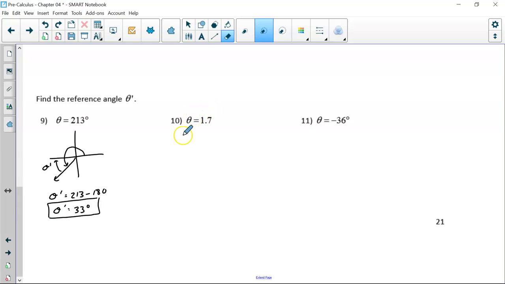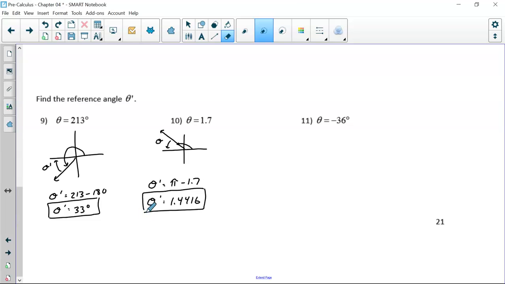Theta equals 1.7. Now 1.7, to get us to pi, it's 3.14. Half of that, we're going to be a little bit past it. So there's our angle. So theta prime is going to be right here to get us back to pi. So theta prime, pi minus 1.7. Use your calculators for the pi button, and you're going to get about 1.4416 for theta prime, for your reference angle.